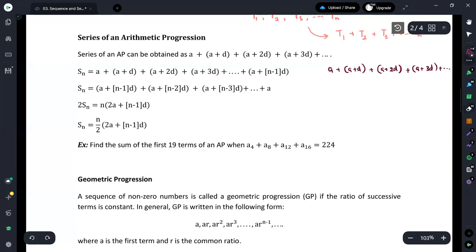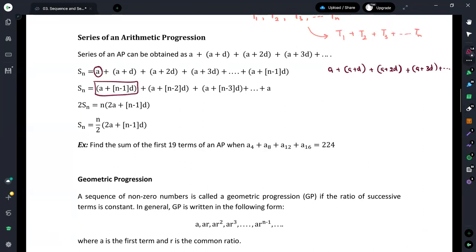Here you can see that the first term added to here, if you are writing it in the reverse way, then you will get it as a plus n minus 1 d. This was the last term. Here in the second equation, what we have done was just write the summation in the reverse order. Last term came first and first term came last.